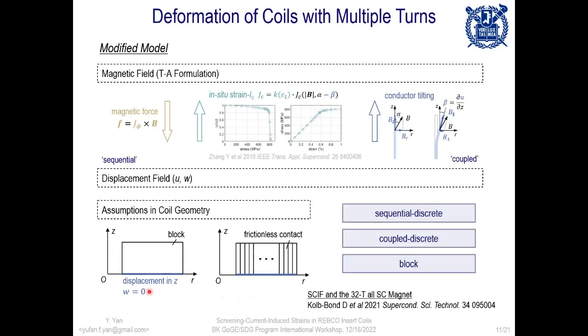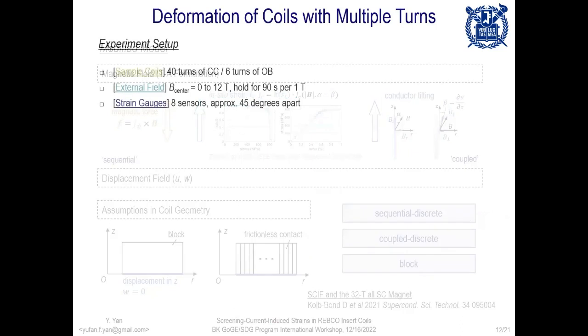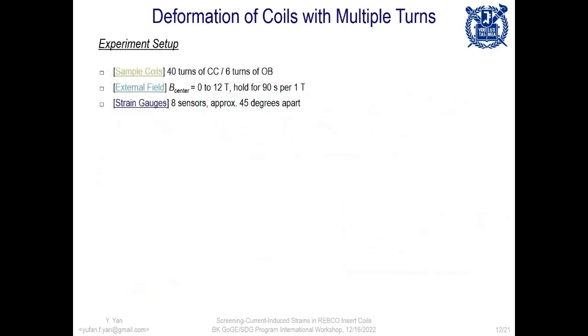So in this way, overall, we will have 3 major types of models to consider, which we will call the sequential discrete model, the coupled discrete model, and the block model. As for experiments, we adopted a very similar setup to the previous one.